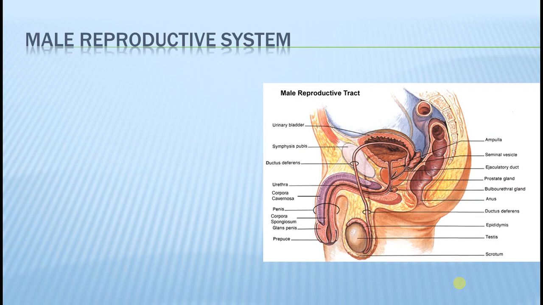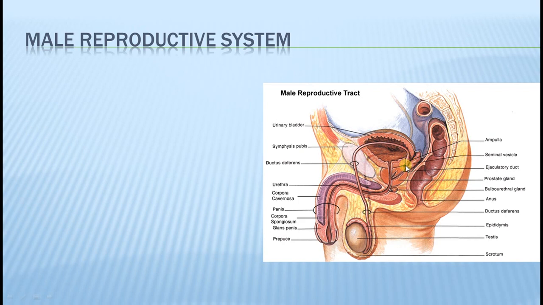Now first, let us try to understand the parts of the male reproductive system. So here you are able to see the sagittal section of the male pelvis. Mainly you are able to see the testis, which is present inside the scrotum, that is the male gonads. Then the sperm, which is actually produced in the testis, is transported into the epididymis and then continuing as the vas deferens.